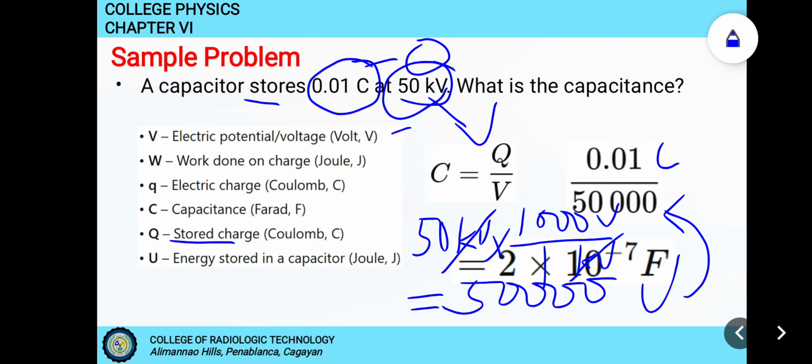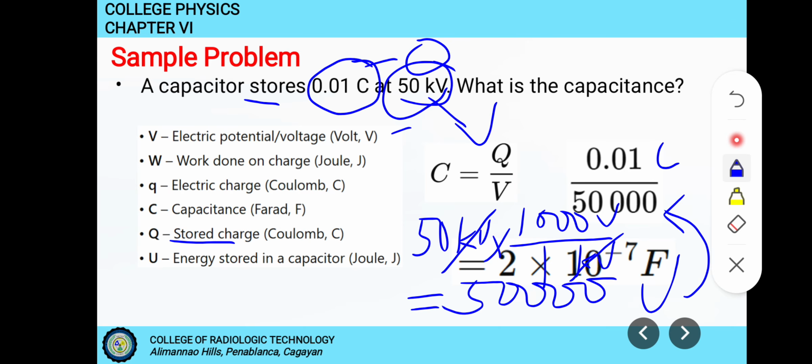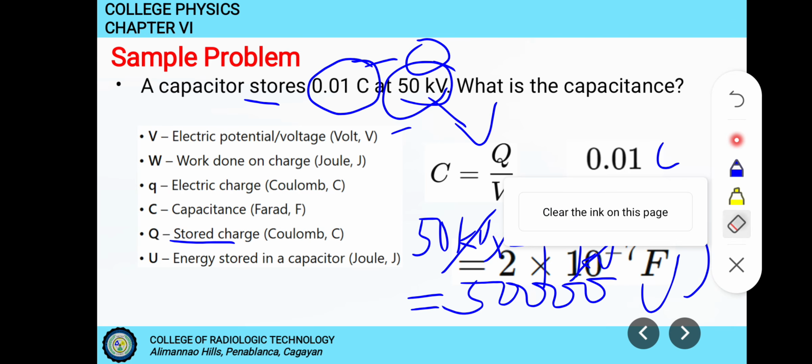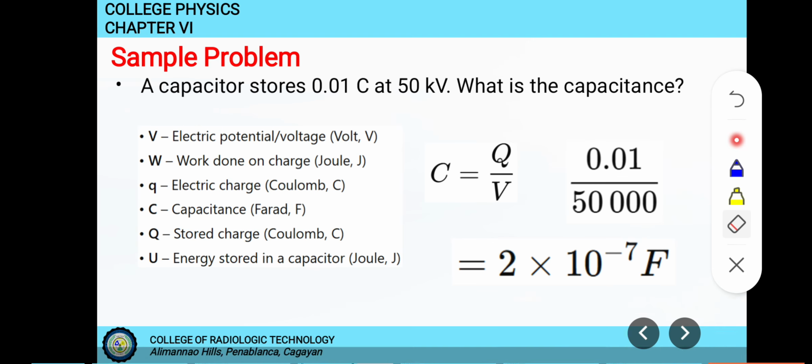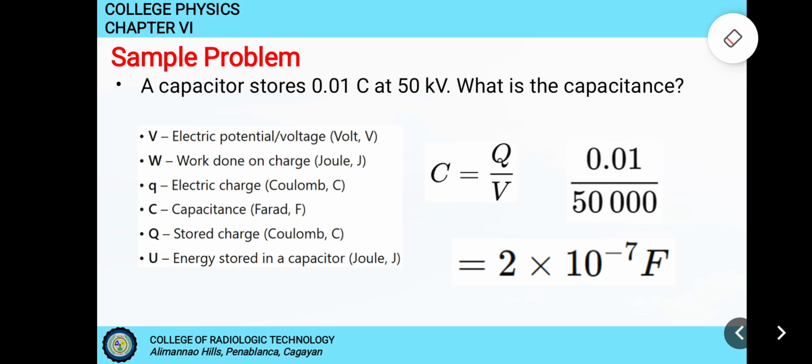And then if we divide these things here, class, that will give us 2 times 10 raised to negative 7 farad. Why farad, class? We are looking for the capacitance and our capacitance must be in farad. Now, let's move on to the next one.